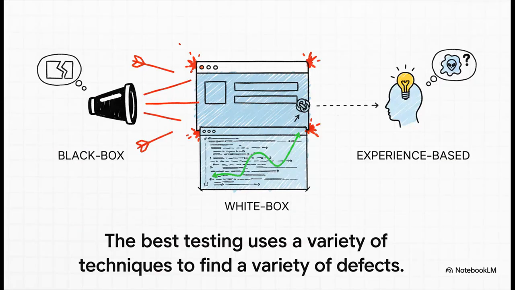And that's really the key takeaway here. One technique is great for finding defects at the boundaries. Another is perfect for finding flaws in the logic. And that third, experience-based approach is what finds all the weird, unexpected issues that the systematic methods might never dream of. By combining them, you make sure you're hunting for a whole variety of different kinds of defects.